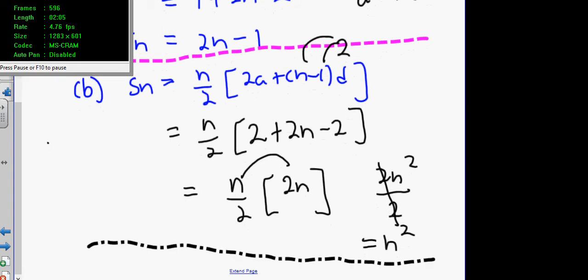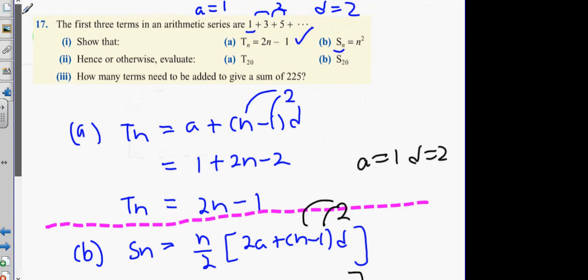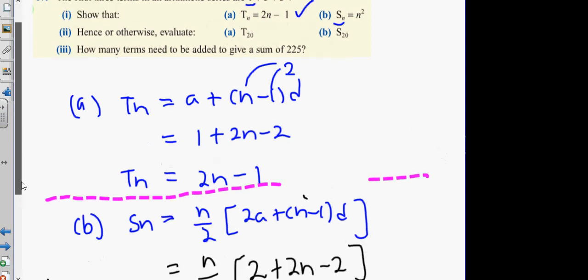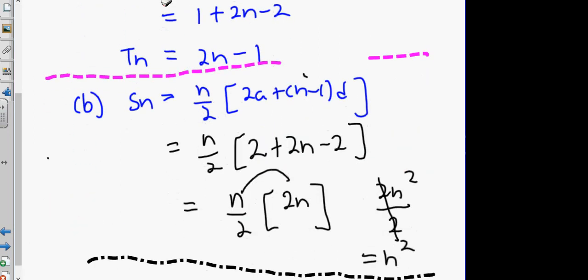Next one is hence or otherwise evaluate T20. So to do T20, we can just go back up to the formula we just had with Tn. The Tn formula, to change that to T20, all we have to do is replace anywhere we see n with 20. So it's going to be 2 multiplied by 20 minus 1, and that's going to get you 39. So T20 is 39.